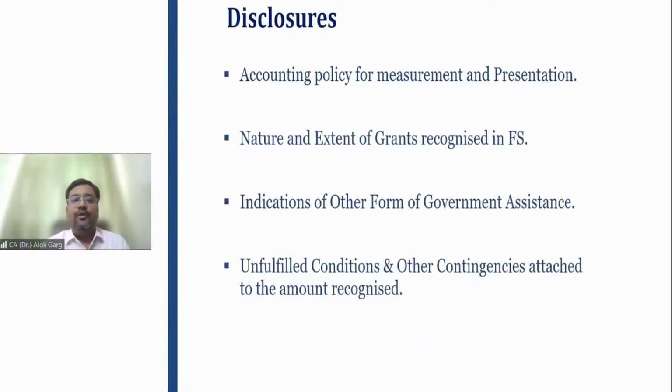Disclosure part: you need to disclose the accounting policy for measurement and presentation. You need to disclose the nature and extent of grant recognized in financial statements, and indication of other forms of government assistance. If there is any condition which is required to be fulfilled and any contingencies are there, they are required to be disclosed.